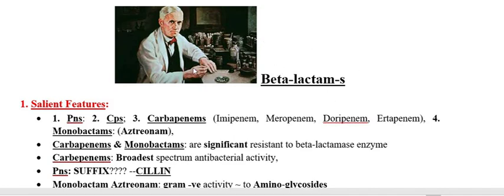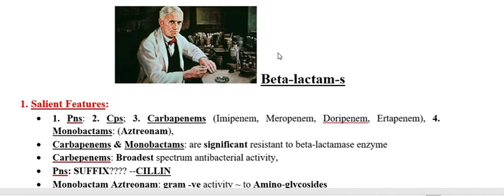Here you have to see this is the scientist. I think you are all aware of the name of this scientist, Alexander Fleming. Alexander Fleming did a remarkable job in the discovery of the first antibiotic, penicillin G. That is why his photograph is pasted here. So let us start the beta lactams that I earlier told.